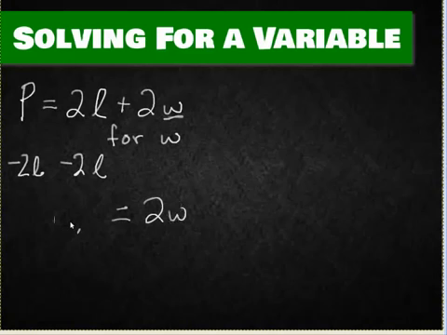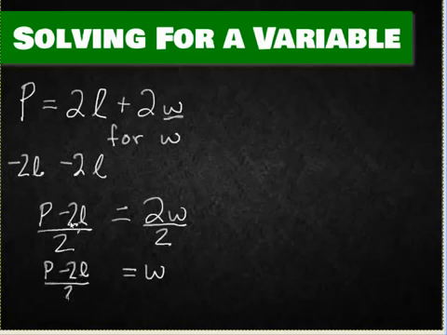What's P take away 2L? Well, it's P take away 2L. I don't know what any numbers are there, so I can't really give you more of an answer than that right now. Now I want to get rid of this 2 in front of the W. 2W means 2 times W, so we have to divide by 2. Got to do that on both sides though. 2W divided by 2 is W. What's P minus 2L divided by 2? Well, it's just P minus 2L all over 2. Boom. That formula is solved for W.